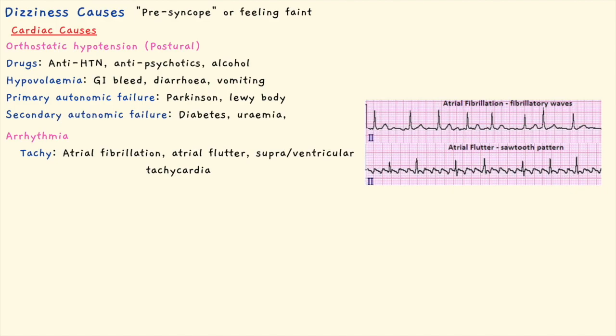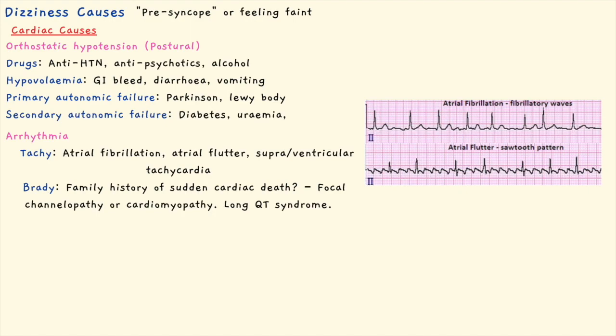It may also be due to supraventricular or ventricular tachycardia, and this is a fancy way of saying tachycardia. So basically it could be tachycardia in the ventricle, or it could be above or supra to the ventricle, whether it be in the atrium or the atrioventricular junction. Or the heart may be pumping too slowly to meet the body's demands. This is commonly due to family history of sudden cardiac death and will often first present in younger patients.